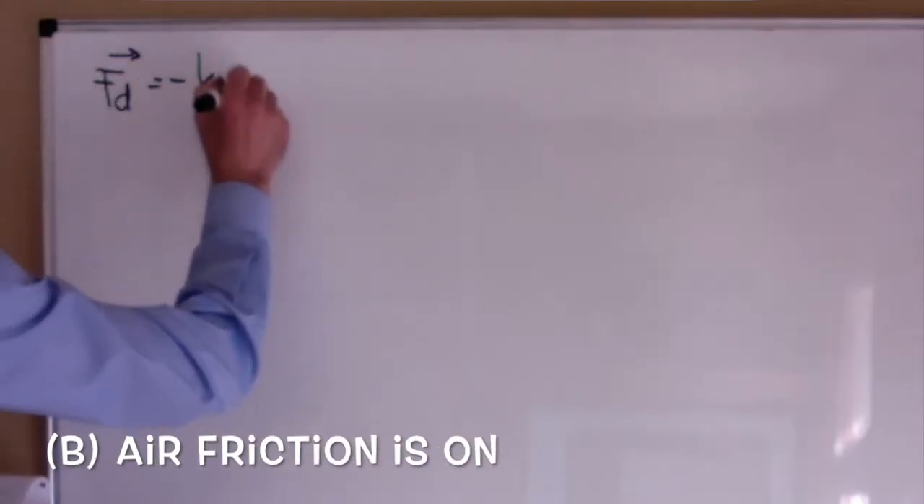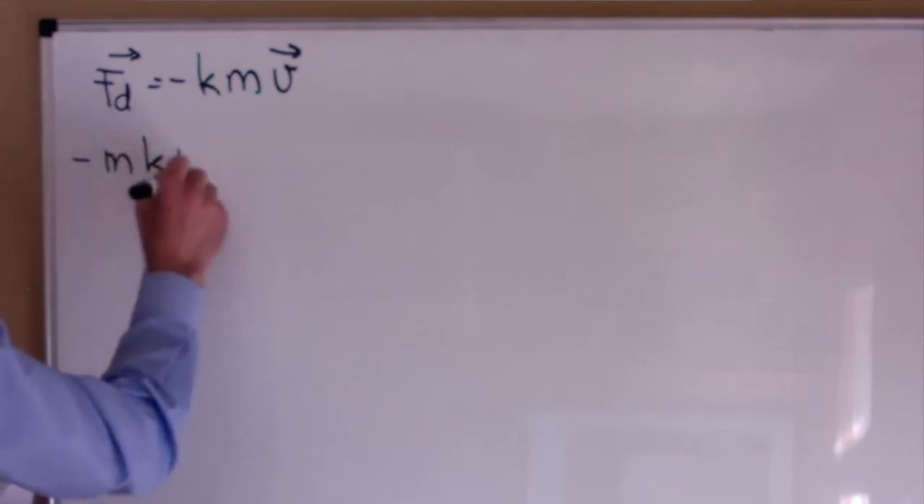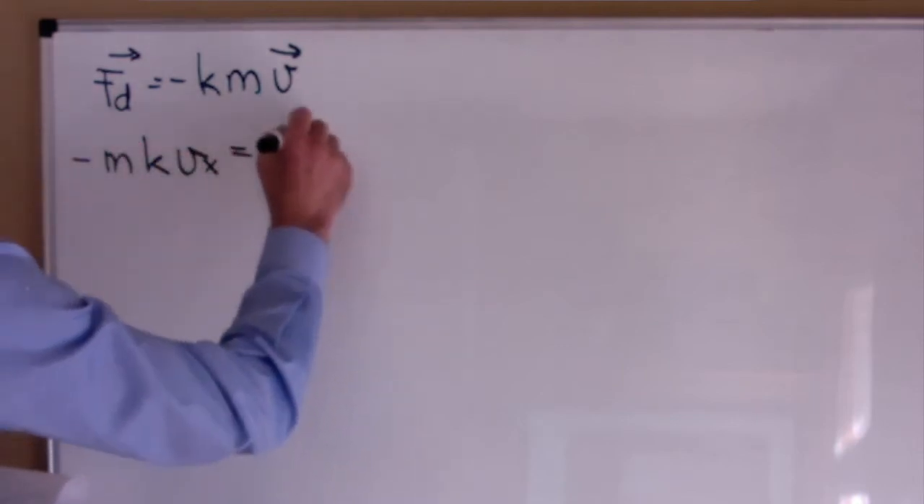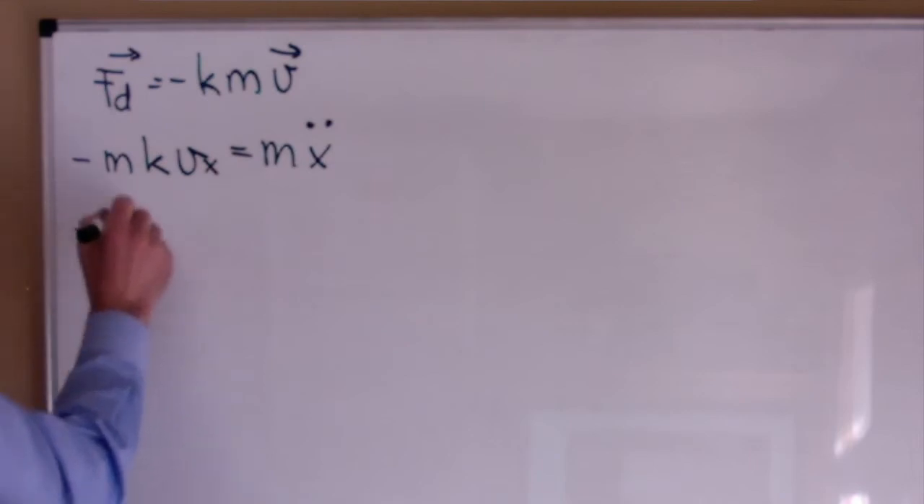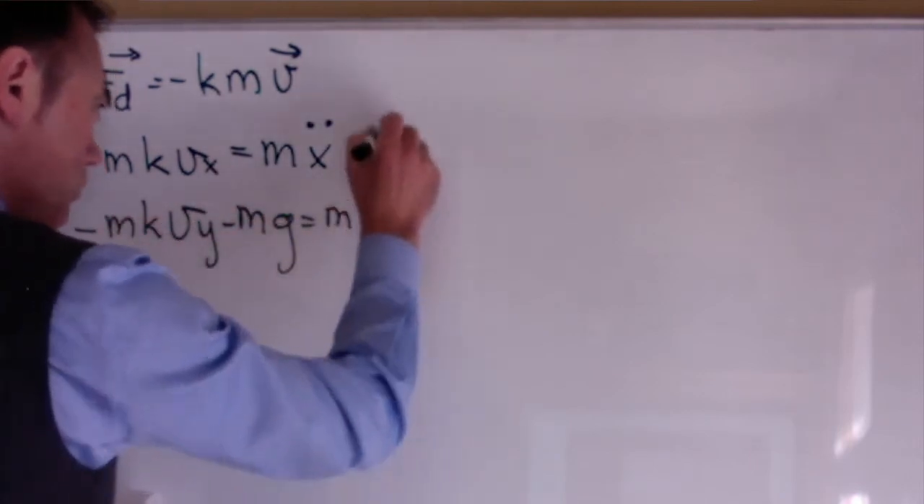But all this I just did is kindergarten physics. Let's do something more realistic. Let's consider air friction. In this case, we have friction on both the x and the y axis. So now we write Newton's laws as minus k v_x equals m x double dot, and minus k v_y minus m g equals m y double dot. If we want to describe the motion of the ball, we need to find x as a function of time and y as a function of time.